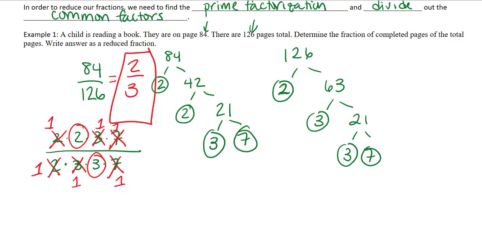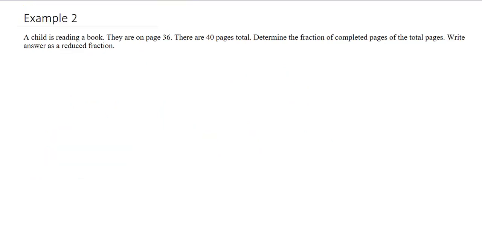Now let's look at another example. Example 2. The child is reading a book. They're on page 36. There are 40 pages total. Determine the fraction of completed pages of the total pages, and we're going to write the answer as a reduced fraction. So we have 36, the page they're on, out of 40. That's the total. So let's find the prime factorization.